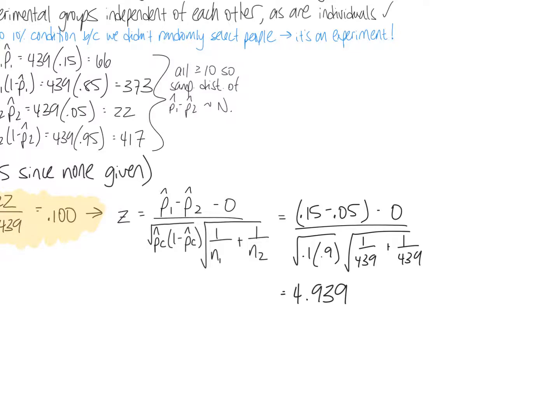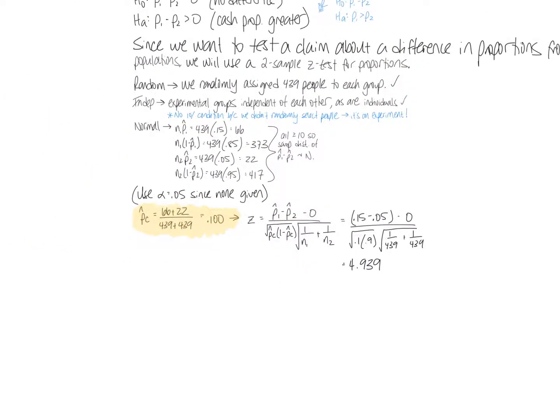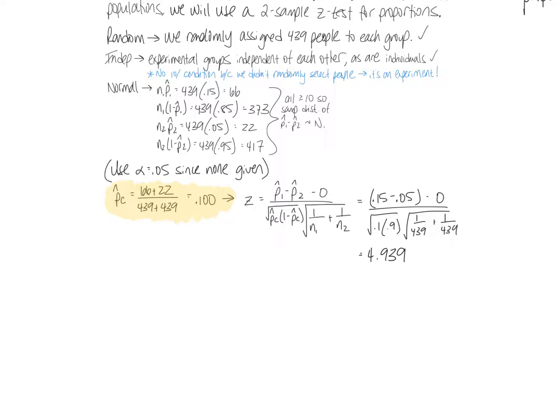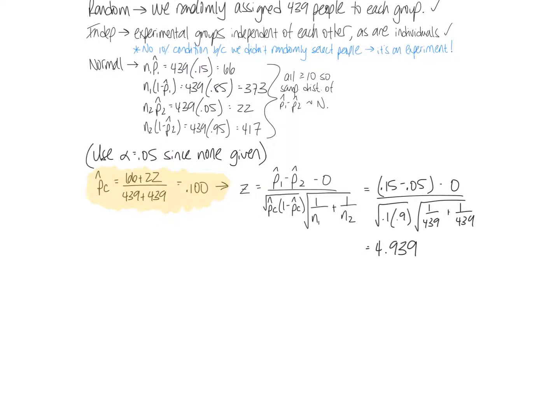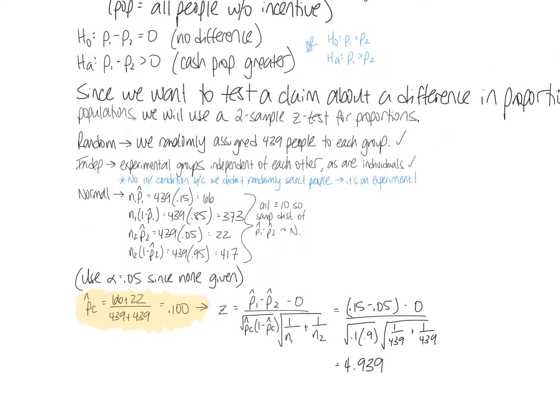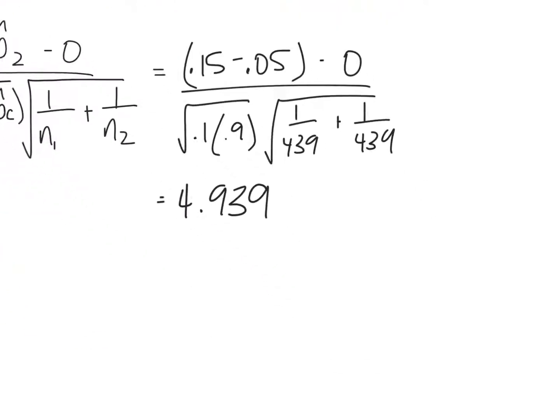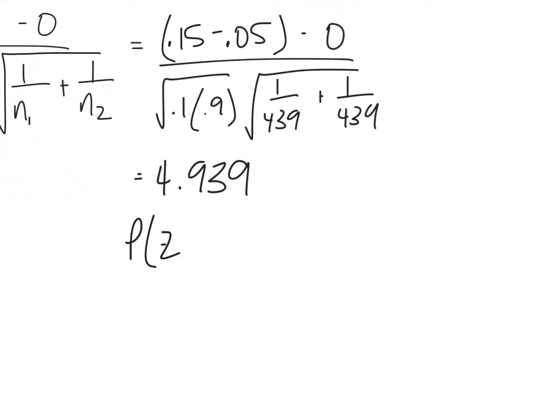That's not our p-value. We're not ready to say accept or reject or fail to reject or anything like that. Definitely don't say accept. This is the z-score right here. So now I have to find the probability that z is greater than that number, because remember this is a one-sided test. So that means the probability that z is greater than or equal to 4.939. Think about that for a second. What's the probability that something is almost 5 standard deviations above the mean? It's pretty much 0, right?